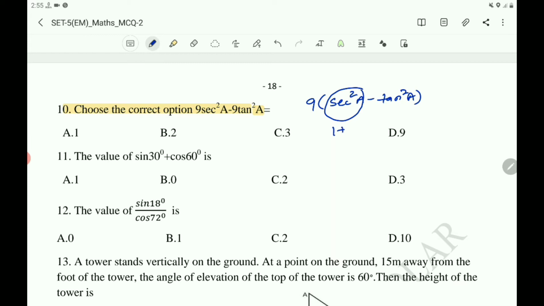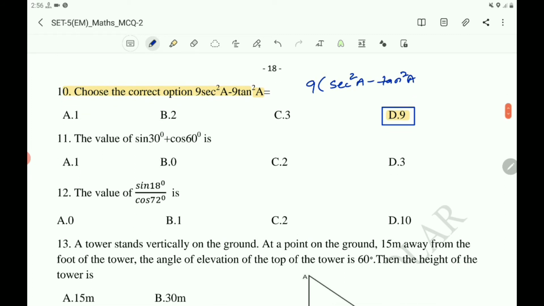So in the place of secant square you put 1 plus tan square a, that becomes 9 into 1 plus tan square a minus tan square a. So these two cancel. So you will get 9 into 1, which is equal to 9 only. Then what is the answer? Option D. It is a textbook question and you must know the answer. And also you know that secant square is equal to 1 plus tan square a, and secant square a minus tan square a is equal to 1. 9 into 1 is 9. Directly you will get the answer if you know the identity.